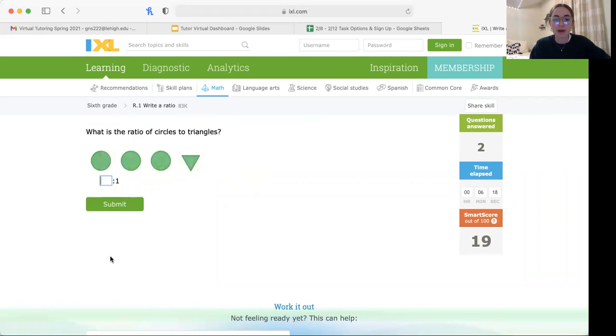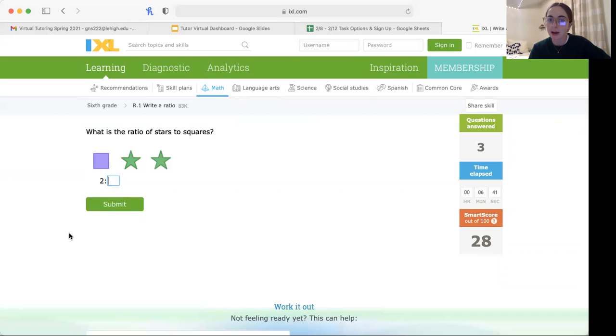This one says, what is the ratio of circles to triangles? So let's count the circles. 1, 2, 3. 3 circles, it's the first word, so it's written first. And there's 1 triangle, which matches what is written here. That's correct.